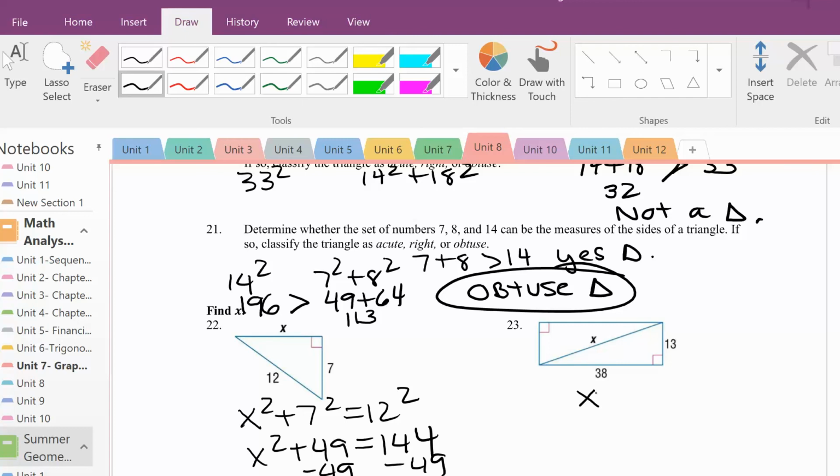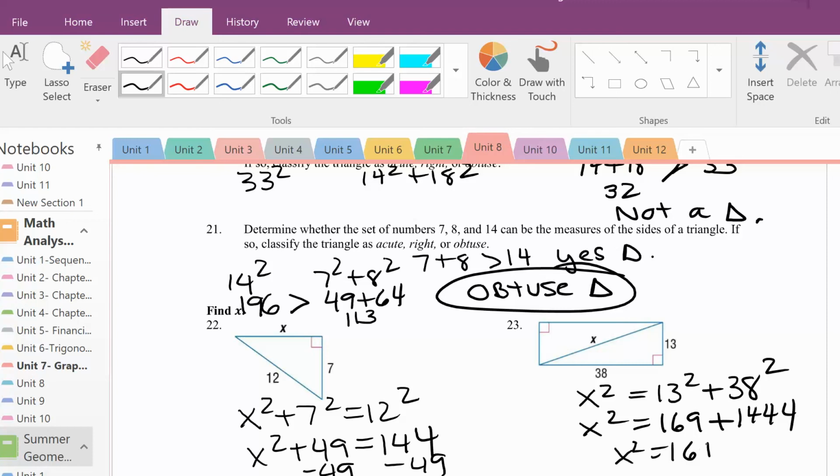So here, x is the hypotenuse, so x squared is equal to 13 squared plus 38 squared. So x squared is equal to 169 plus 1,444. So when you add those together, you get 1,613. There's no perfect square that goes into it. So when you take the square root, you can leave it as the square root of 1,613.